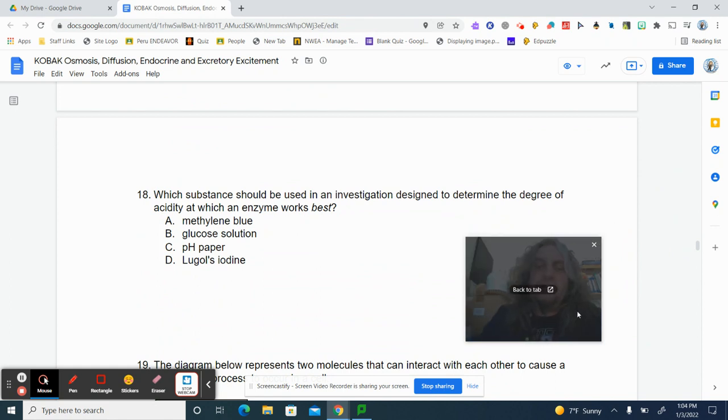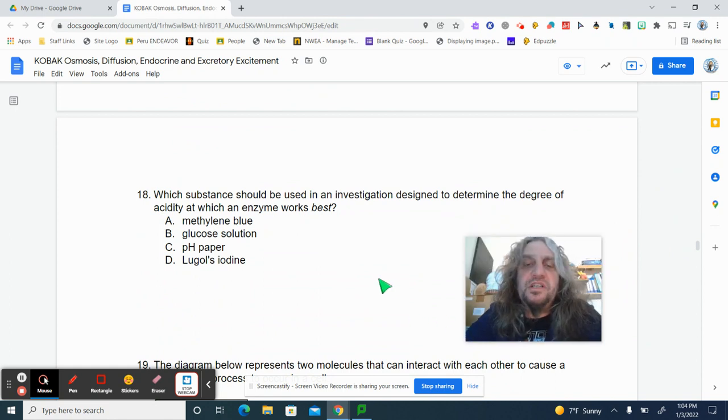Number 18, which substance should be used in an investigation that is designed to determine the degree of acidity at which an enzyme works best? A, methylene blue. B, glucose solution. C, pH paper. D, Lugol's iodine solution.